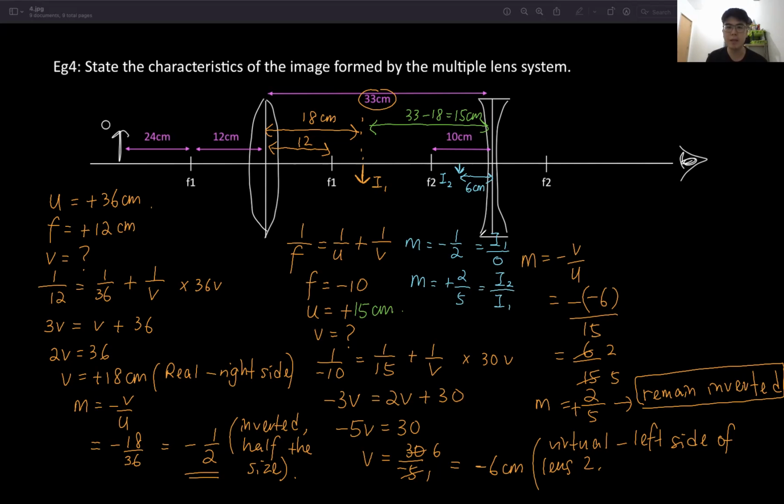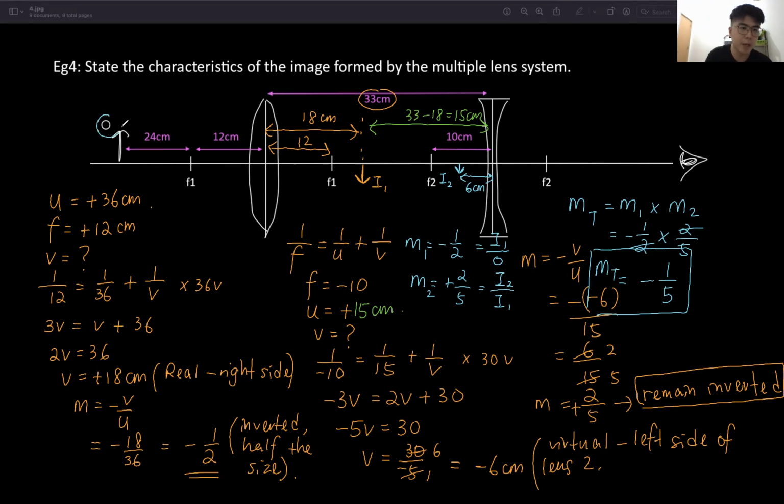How do you get the total magnification? If I want the magnification of the final image with respect to the object, the total, then I take magnification 1 times magnification 2. That means we have -1/2 times 2/5, then we have -1/5. So this is the total magnification. This magnification is based on the object.